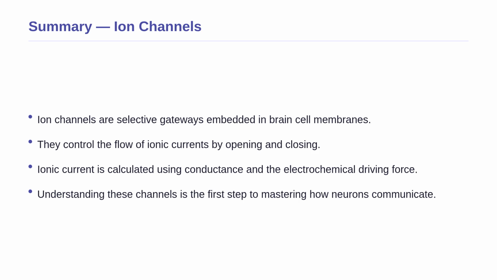We have covered a lot of ground today, so let us summarize the key takeaways from this topic. First, ion channels are essential selective gateways embedded in the membranes of our brain cells. Second, by opening and closing, they act as the physical bridge between the chemical world of ions and the electrical world of nerve impulses. Finally, we can precisely calculate these ionic currents using the driving force and conductance. Understanding these channels is your absolute first step to mastering how neurons communicate and how the brain truly functions.